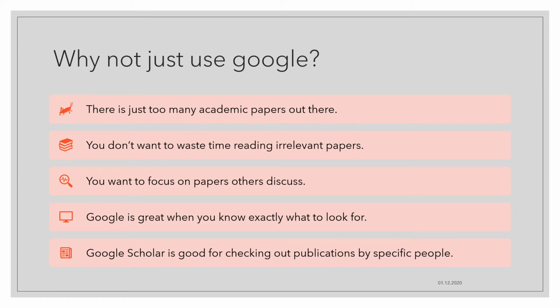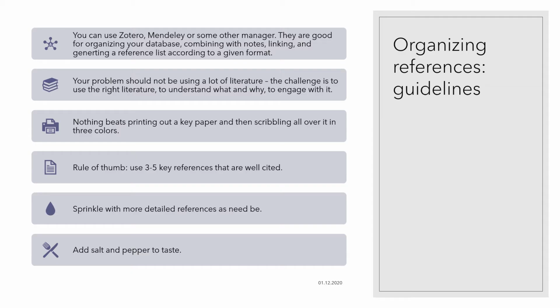Of course, you will ask, why not just use Google? Why do I have to go through all those difficulties? Well, there are a few answers to that. First, there are just too many academic papers out there. It's a sea. You don't want to waste your time reading irrelevant papers. You want to focus on papers that others also discuss, which means others also cite those papers. So don't use Google unless you know exactly what you're looking for, and the same goes for Google Scholar.